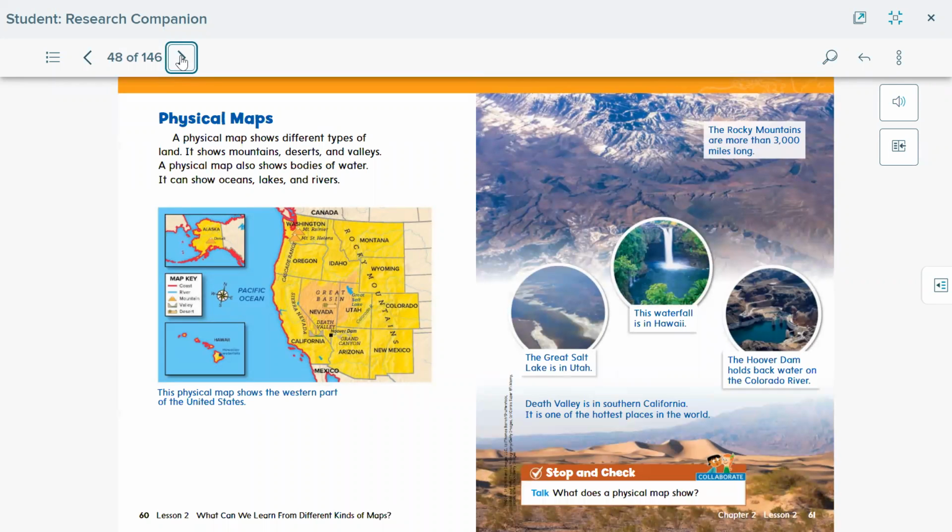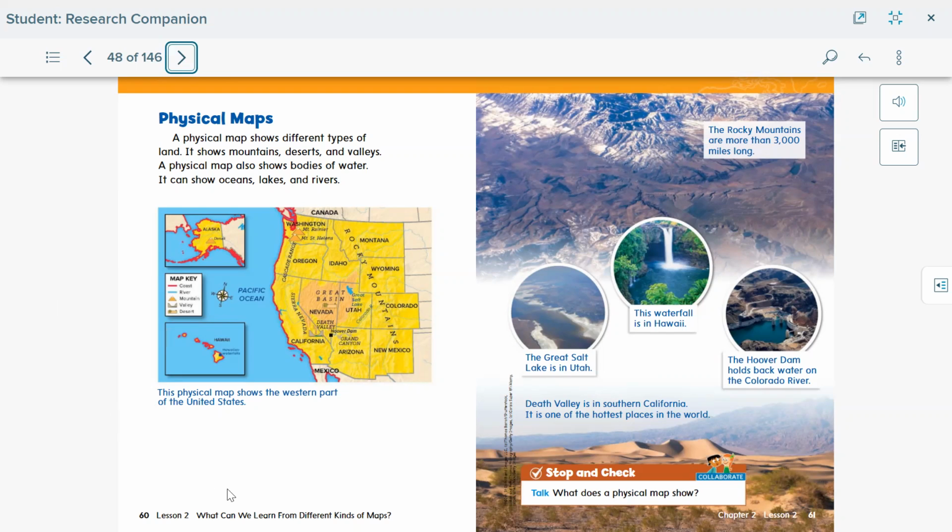All right, so that was the first map we talked about. It's the political map. All right, let's see what's the next one. Physical maps. A physical map shows different types of land. It shows mountains, deserts, valleys. A physical map also shows bodies of water. It can show oceans, lakes, and rivers. So as we see, this is a physical map that shows the western part of the United States. It shows oceans, it shows mountains, as you see, and it also shows lakes.